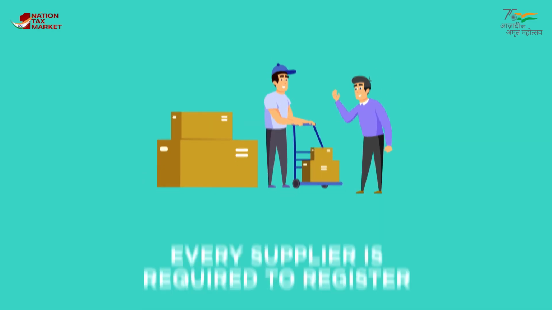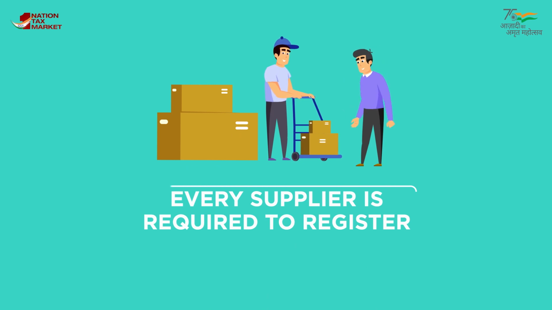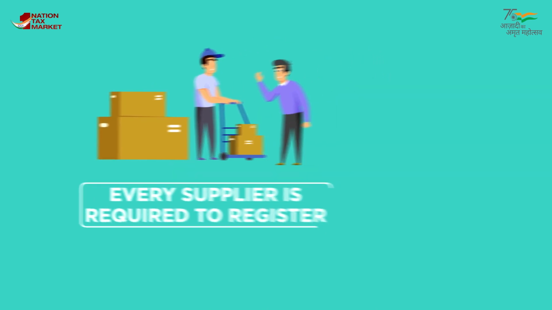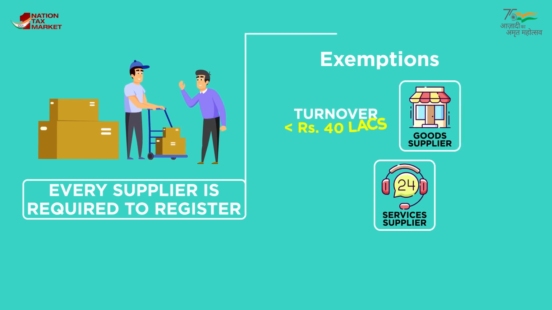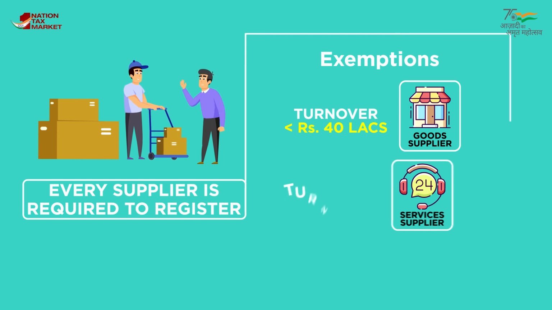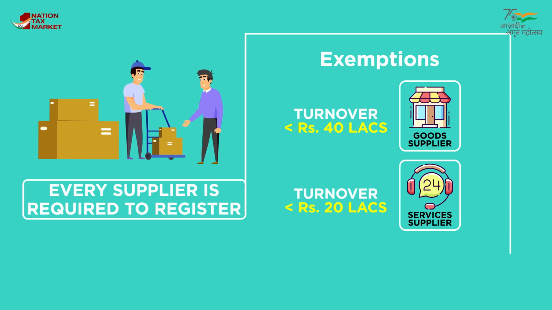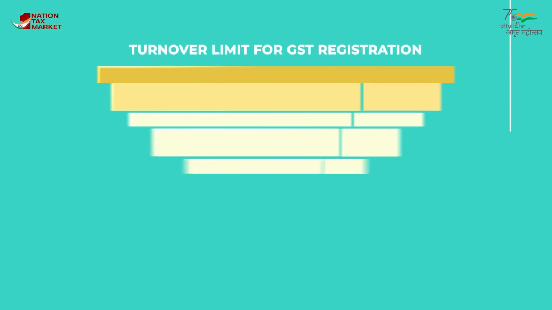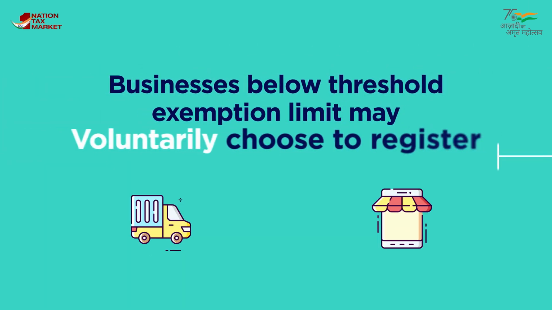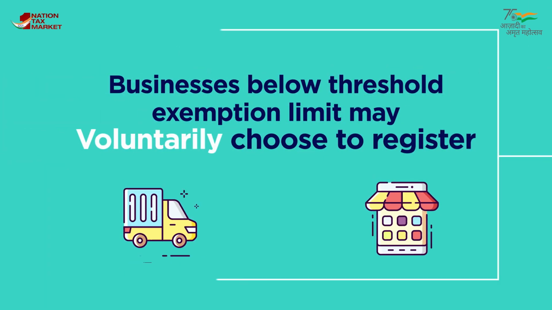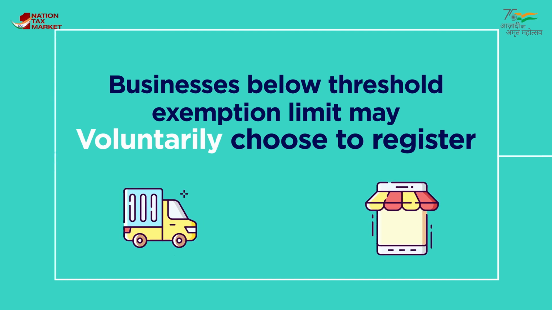Every supplier of taxable goods or services is required to register under GST. There are certain exemptions for small businesses with an aggregate turnover below Rs 40 lakhs for goods or below Rs 20 lakhs for services. However, this exemption limit is different for suppliers registered in few states. Any businesses below threshold exemption limit may voluntarily register under GST.